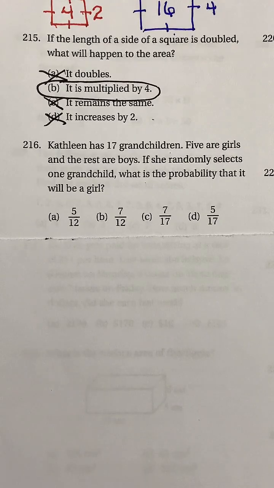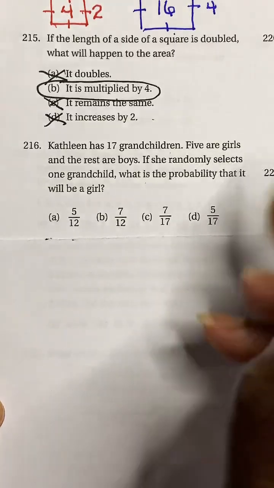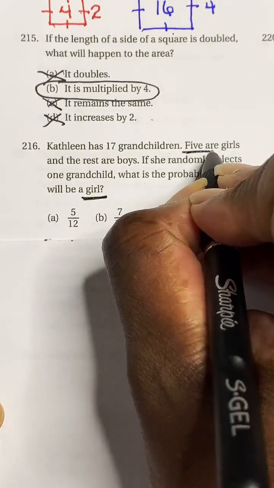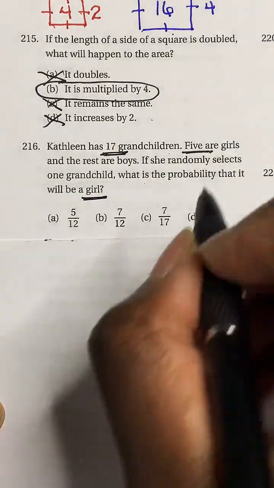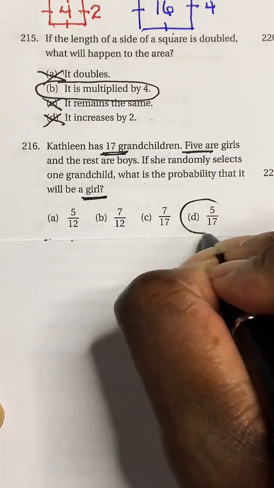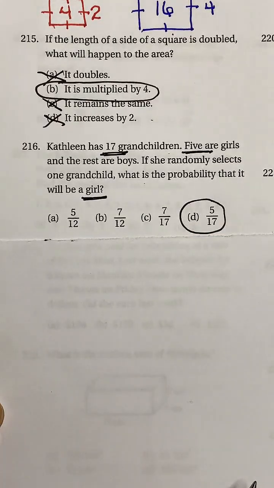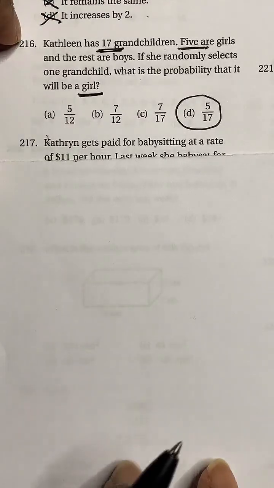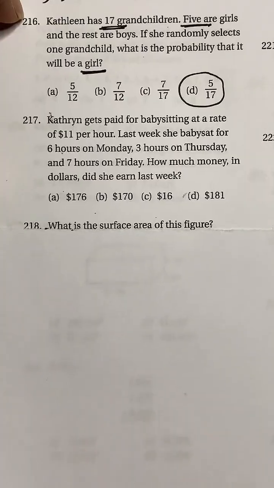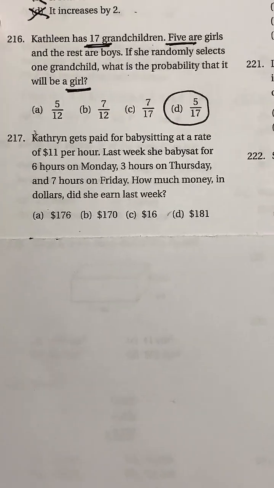All right, so let's take a gander. We want to know the probability of getting a girl. If we know that 5 out of the 17 grandkids are girls, that's the probability of you getting a girl. 5 out of 17. That's it. Thank you, Hoodie. All right. So sometimes you can answer these questions real quick. As soon as you answer it, click it, bubble it, circle it, move on.